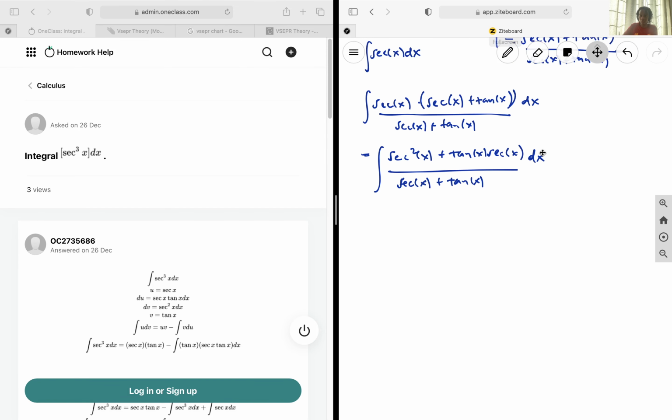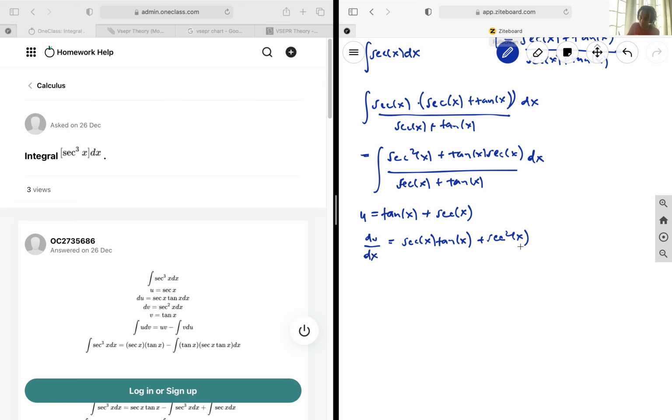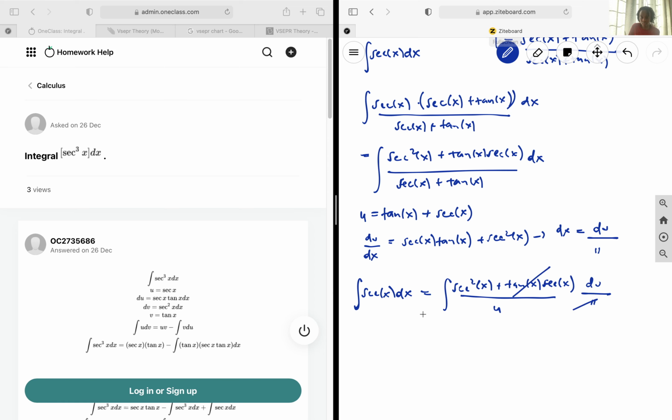And then we go about solving this by setting u is equal to tan x plus secant x, which means that du over dx is going to give us secant x multiplied by tan x plus secant squared x, which is exactly what we need for it to cancel, because this will mean dx is equal to du over all of that. And so when you put it in, we get that the integral of secant x dx is going to be equal to the integral of secant squared x plus tan x secant x over u multiplied by du over the same thing. These two are going to cancel, and we're going to get that this is equal to the integral of 1 over u du.